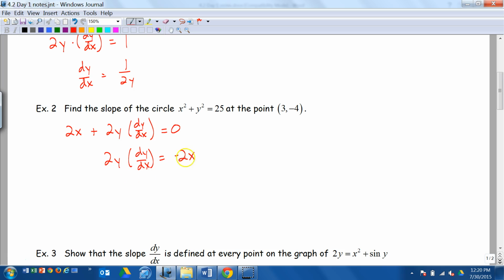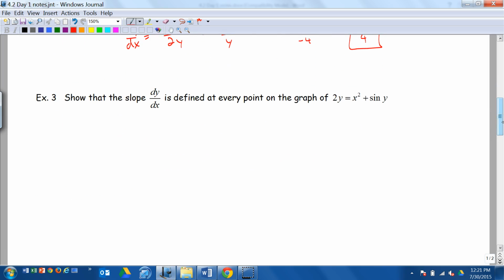It's just easier. And then we divide and we get dy/dx is equal to negative 2x over 2y, or you can say it's negative x over y. Well, it says find the slope at the point (3, -4). We plug that point in. Negative 3 over negative 4. The slope is 3/4 at that point on the circle. Okay, let's keep going.